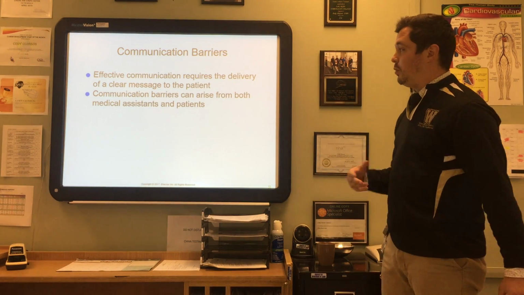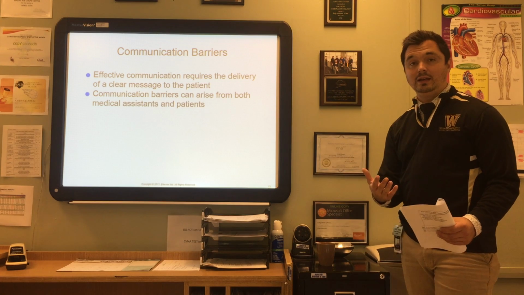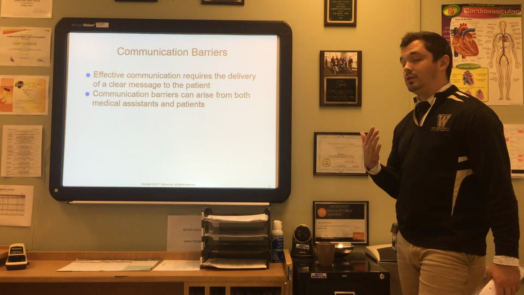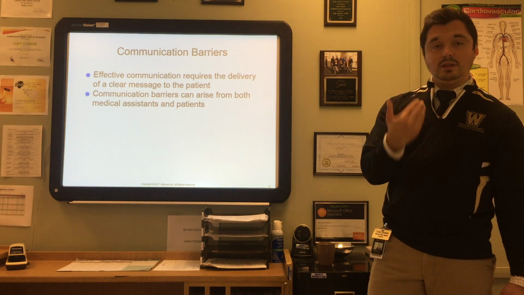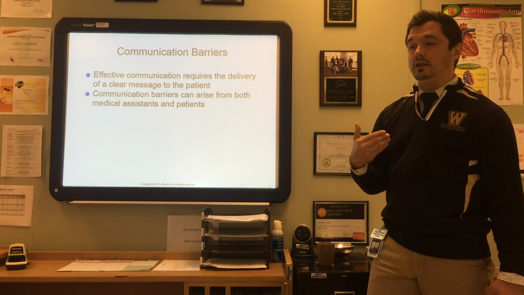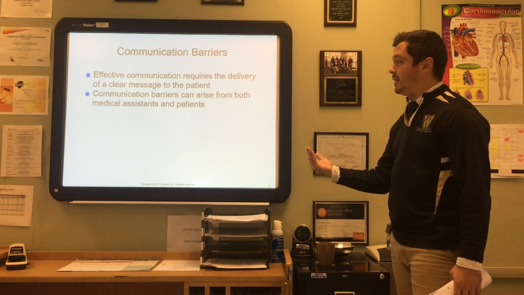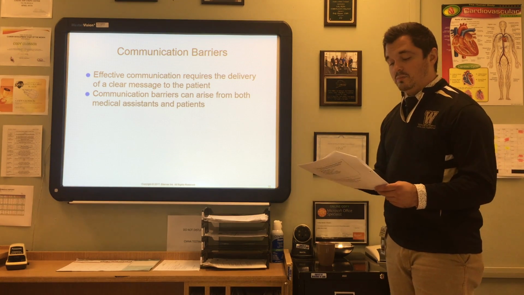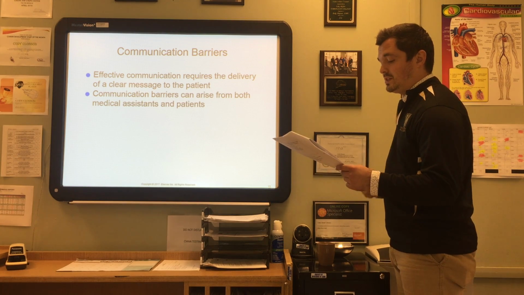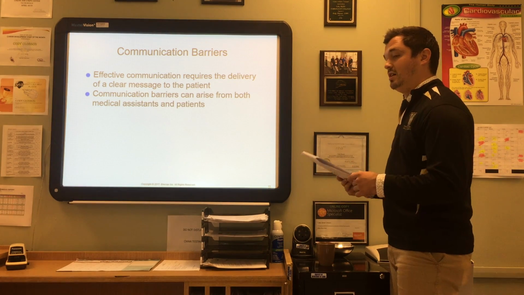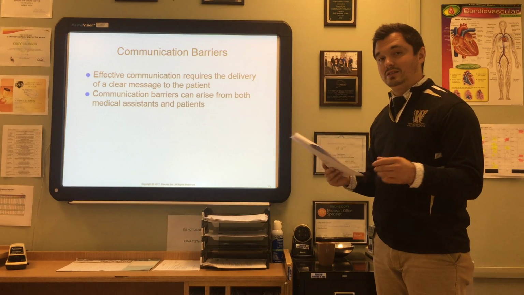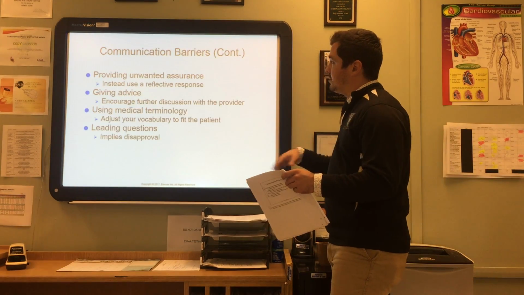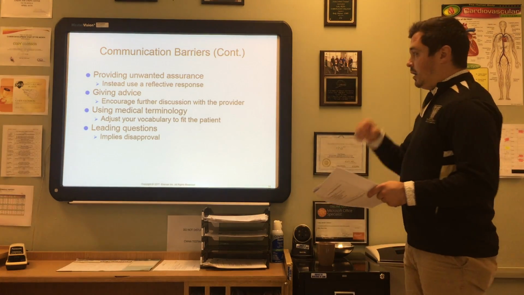Now there's going to be some things that get in the way of communicating, and those are communication barriers. Effective communication requires the delivery of a clear message to the patient. You deliver the message clearly, and then they interpret it clearly. Communication barriers can arise from both medical assistants and patients. It just depends on the situation. Many communication barriers can cause misunderstanding and misinterpretation of your message. So you want to try to eliminate these communication barriers or overcome them. We're going to get into this a little bit here.